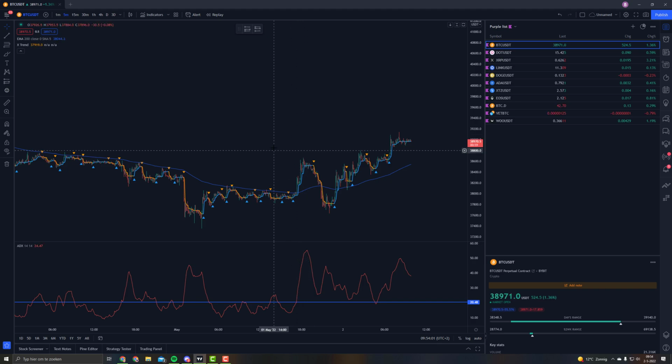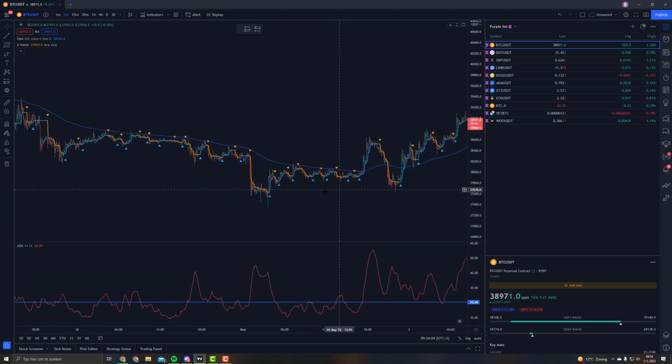Hey traders, welcome to a new scalping strategy on a 5-minute chart. We are currently on the BTC USDT. We're gonna use 3 indicators and we're gonna find out how much profit we can take with 100 trades if we go back in time.